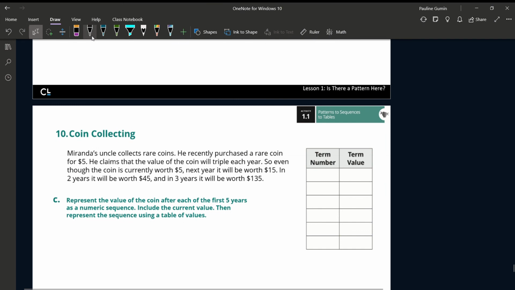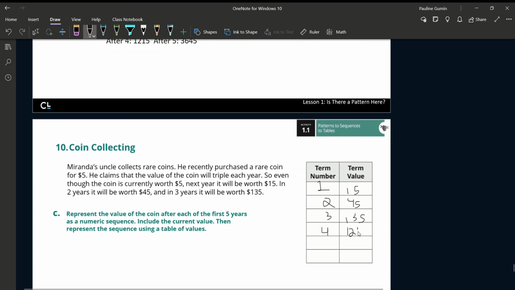All right, let's make a table. So after 1 year, it'll be worth 15. After 2, 45. After 3, 135. After 4, it will be 1215. What did I write down wrong? Oh, nothing. Okay, I thought I wrote something down wrong. After 5 years, 3,645. And let's see, after 6 years, oh my, I wish I had that coin, 21,870.